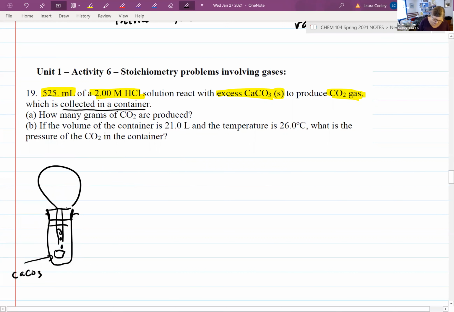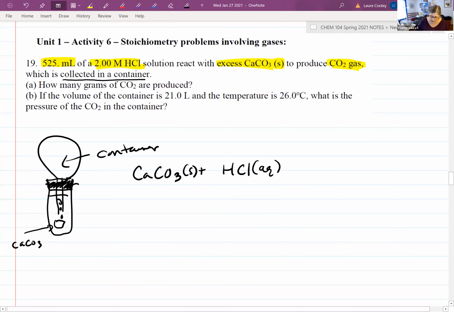So let's say the container is right here. All right, that's better. And here's this stopper that has that. Okay. So anyway, what's happening is we have calcium carbonate reacting with HCl. Calcium carbonate's a solid, and we have aqueous HCl.